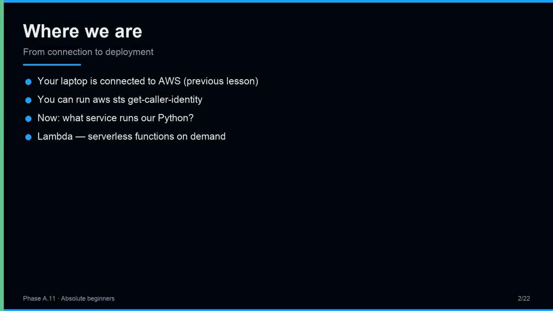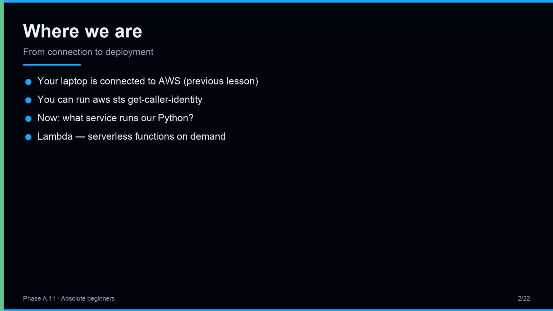Code without a server. Where are you? In the previous lesson, you installed the AWS CLI, ran AWS configure, and verified the connection with AWS STS get-caller-identity. Your laptop now reaches your AWS account. The next question is obvious: where do we actually run our Python code? The answer in this course is Lambda. Lambda is Amazon's serverless compute service. It runs your Python functions on demand, charges you by the millisecond, and removes the need to manage any server at all. Let us understand what that means.